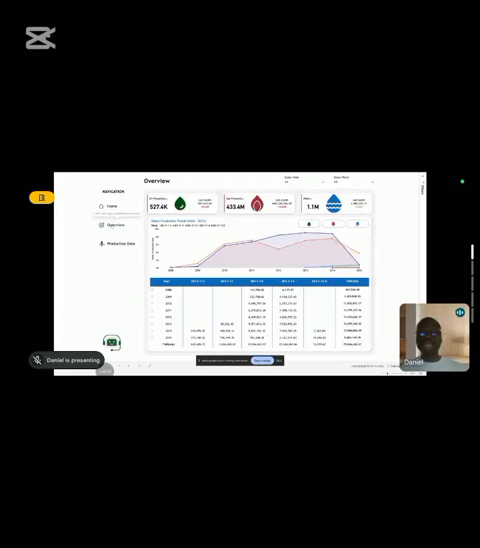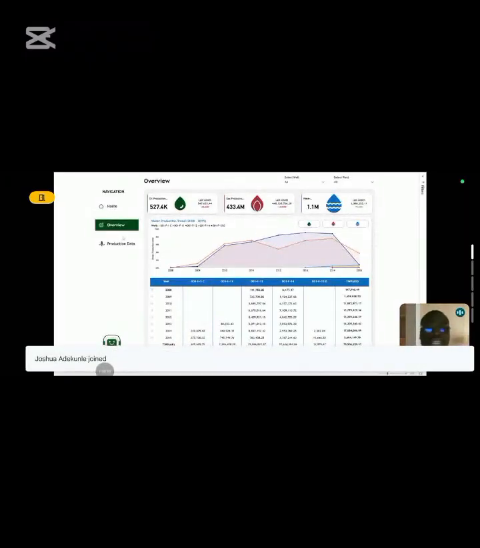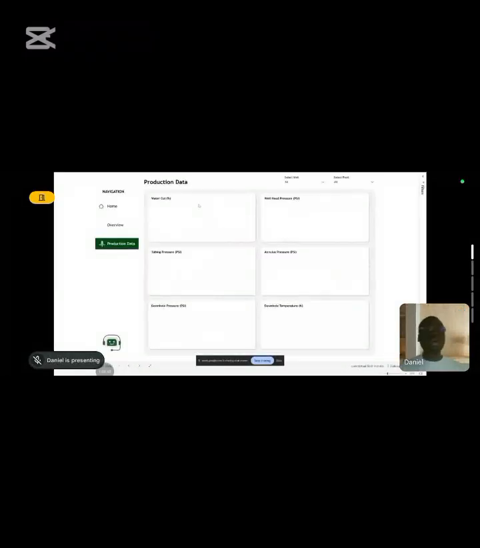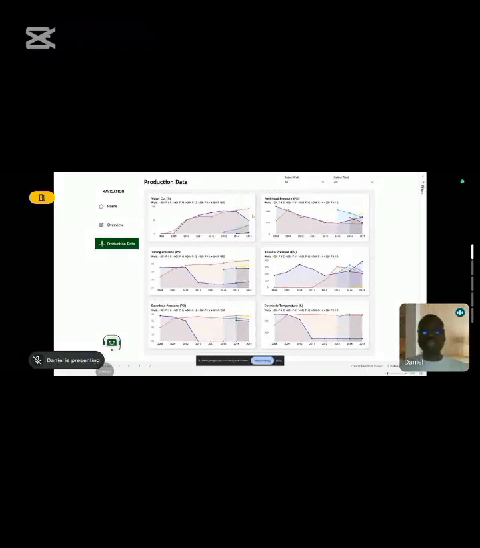So I think for this week, you can also start doing your research. Production data: what is your water cut, your well pressure, what does that mean? Your tubing pressure, what does that mean? Annulus pressure, annulus is the space between your casing and your tube. Your downhole pressure, what does this all mean? If I have a high water cut, is that good for my well? Is that bad for my well? If I have a high tubing pressure, is that good for my well? Is that bad for my well?